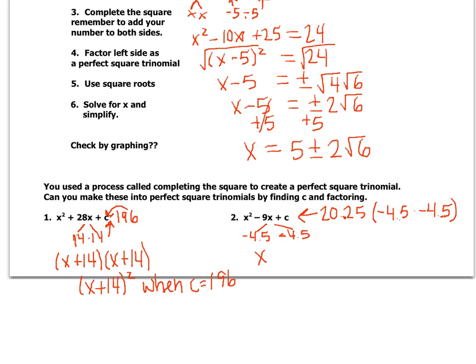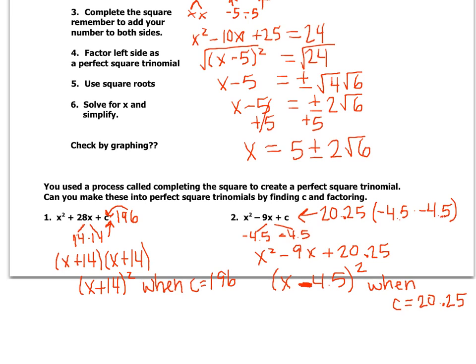So I've got x squared minus 9x plus 20.25. I've now made this a perfect square trinomial. It factors into x minus 4.5, the quantity squared. You could write x minus 4.5 times x minus 4.5 out, and then rewrite it again, but really it just simplifies into x minus 4.5, the quantity squared, and this is when C equals 20.25.